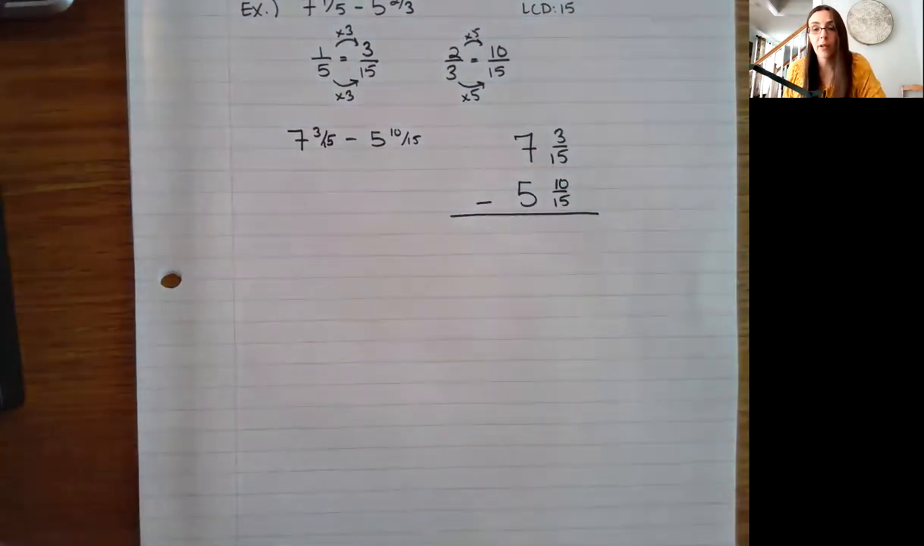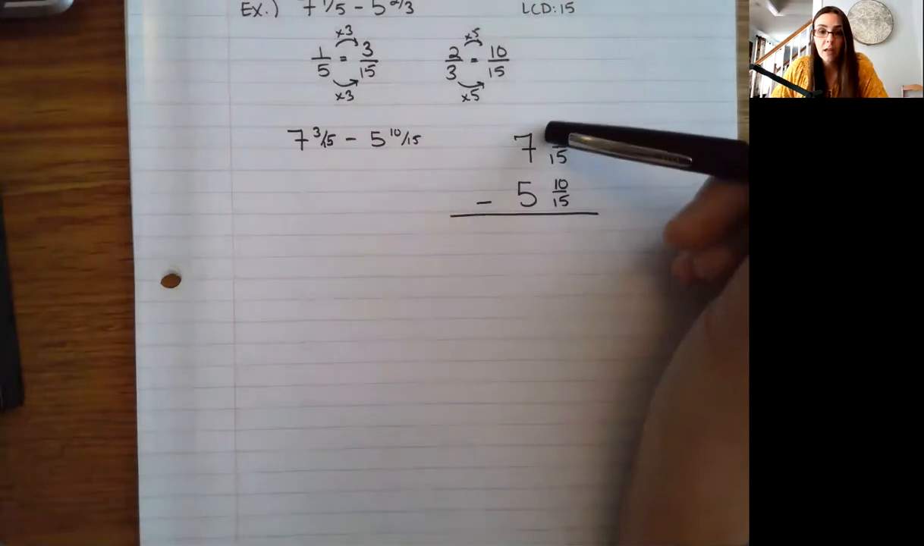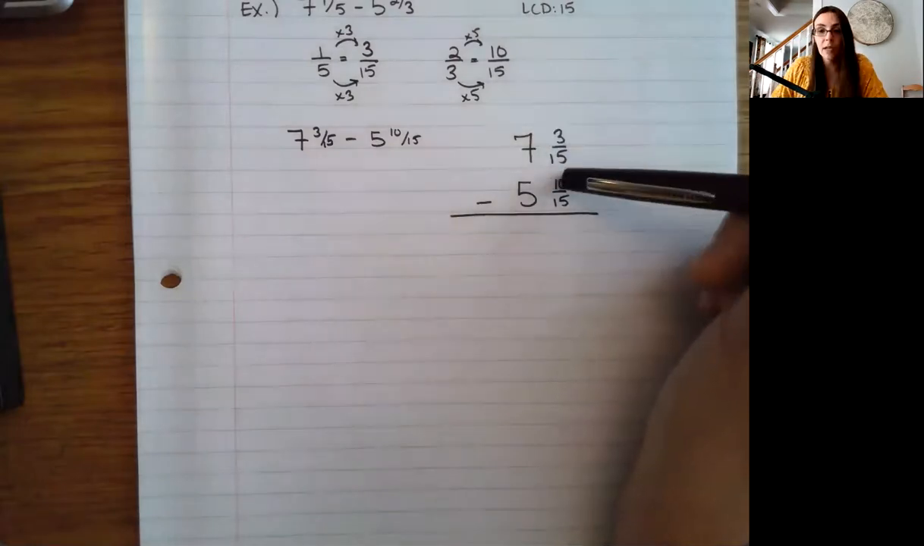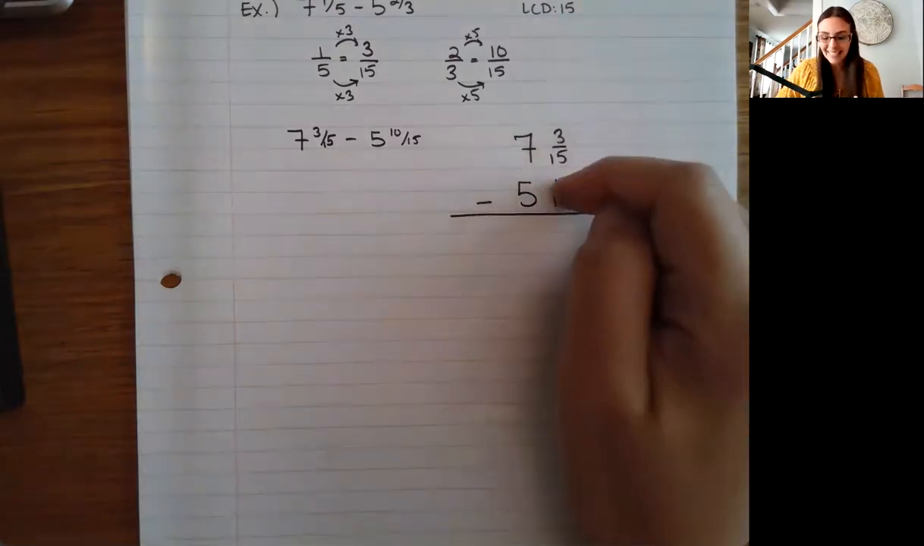Now, if you have a regular subtraction where your numerator on the top is bigger than your numerator on the bottom, like let's say this was 13, then you can just do 13 minus 10 is 3, and you're all done. Everything works out. But I don't have that here. I have to actually borrow because I can't do 3 minus 10.